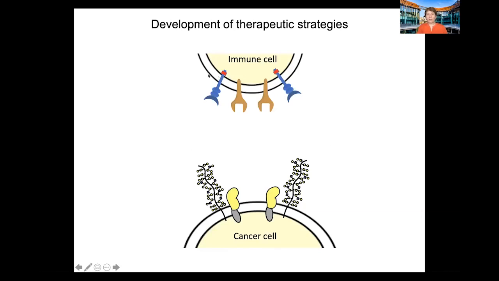Now, on the one hand, the immune cell has a Siglec. You could imagine making a therapeutic monoclonal antibody that binds the Siglec and blocks it, so it can no longer engage with those sialoglycans on a cancer cell. That's exactly how Merck's blockbuster drug Keytruda works.